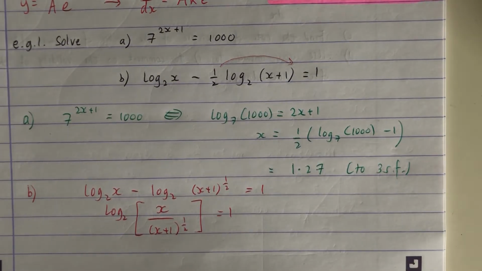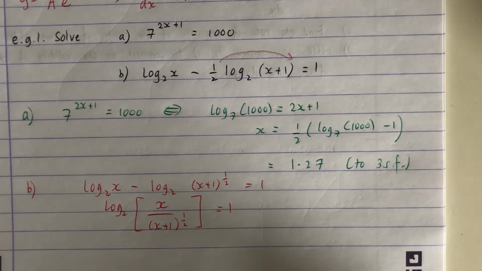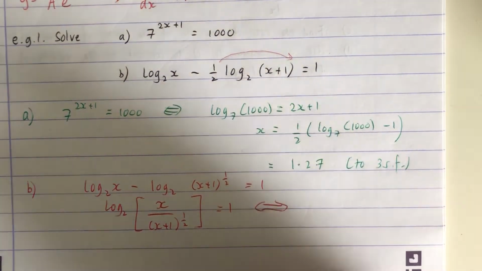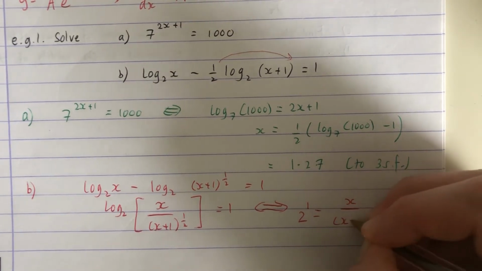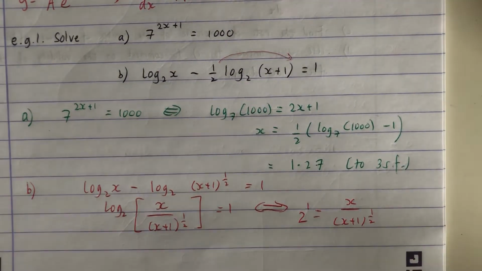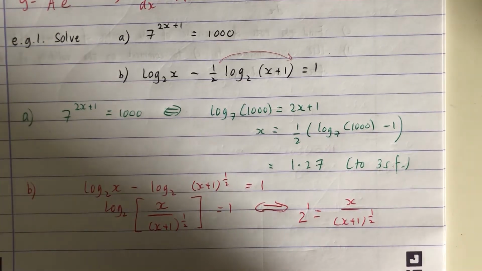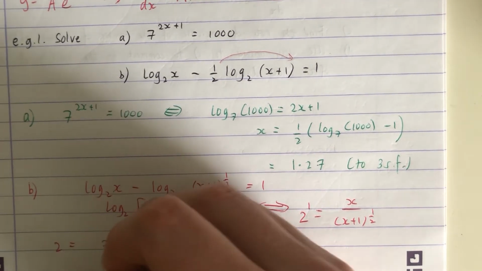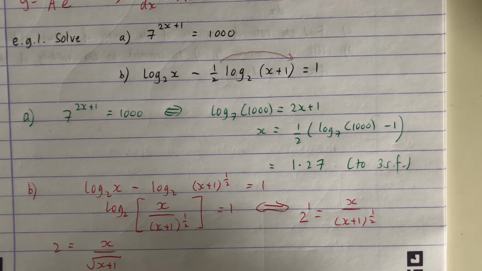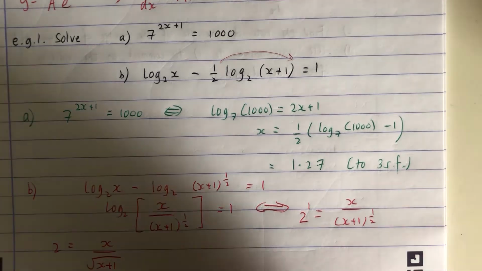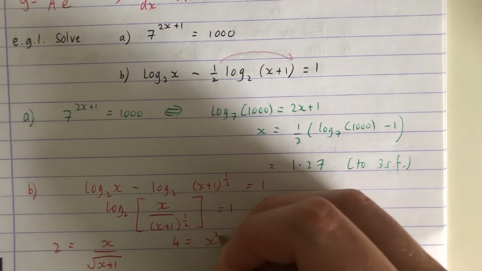is equal to 1. And using the log rules from before, that is equivalent to base is 2, power is 1, x over x plus 1 to the power of a half. And remember, to the power of a half is another way of writing the square root. So that's the same as 2 is equal to x over root x plus 1. It's very difficult to solve equations containing square roots unless you square everything to get rid of them, which is what I'm going to do. 4 is equal to x squared over x plus 1.